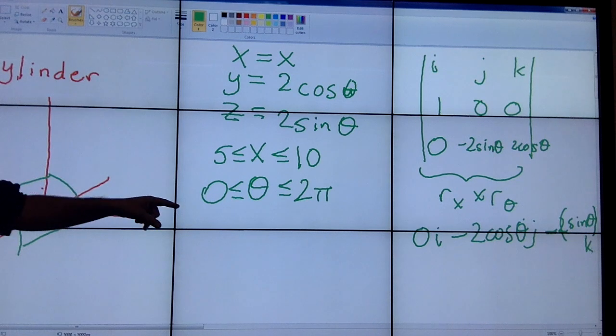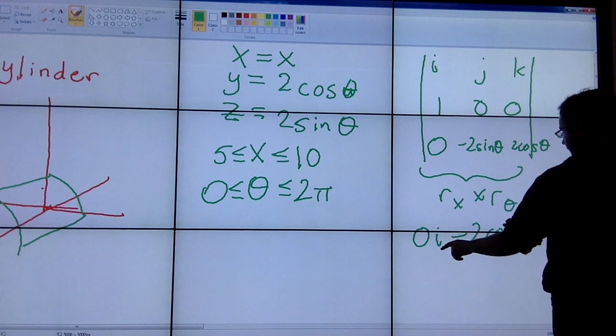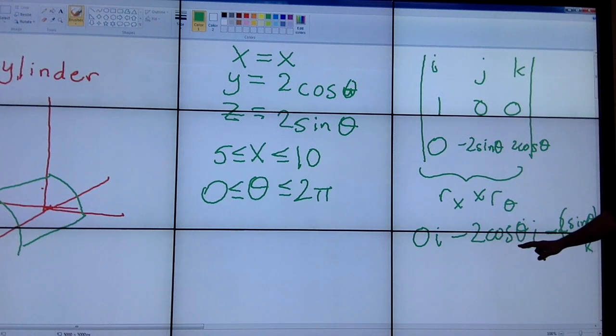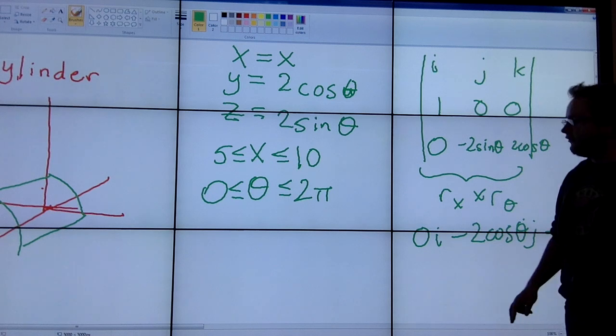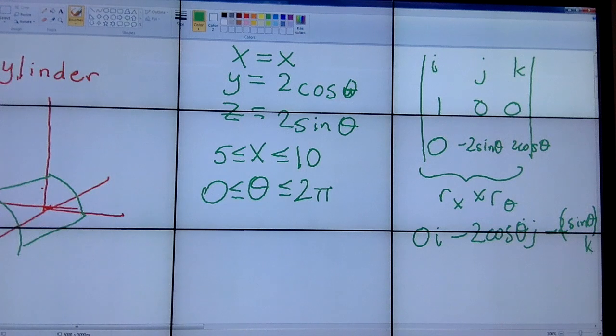All right. Magnitude. What's the magnitude of this guy? Square 0. What do you get? 0 squared is 0. Negative 2 cosine theta squared is 4 cosine squared theta. And squaring the negative 2 sine theta, you get 4 sine squared. When you add those together, you get 4 cosine squared plus 4 sine squared, which is 4, the square root of which is 2. So long story short, 2 dx d theta, since our parameters are x and theta, is equal to dS. It should be a capital S.